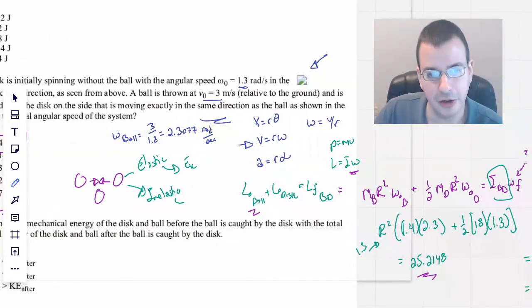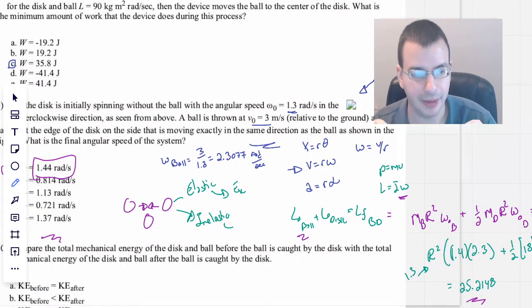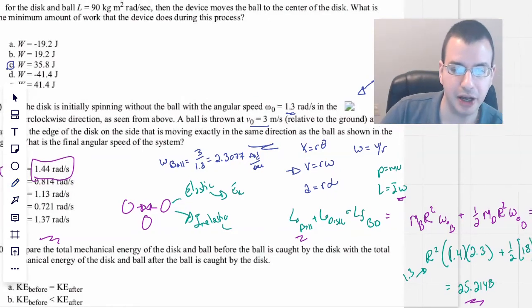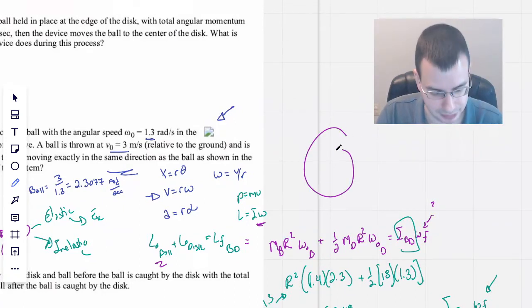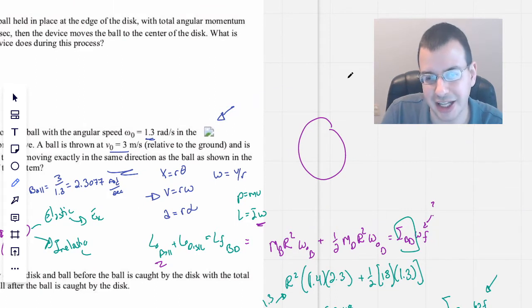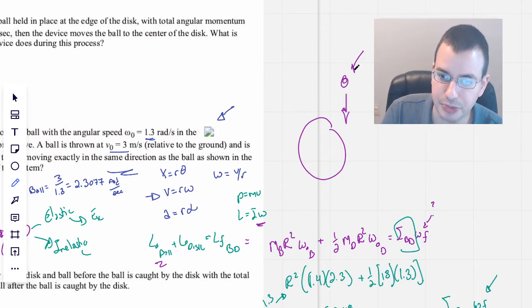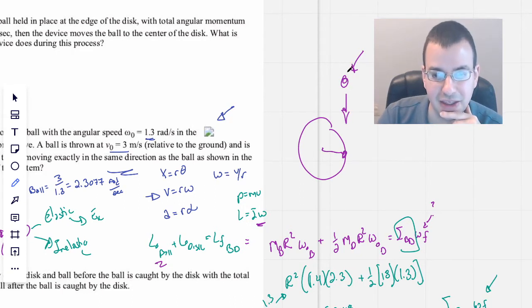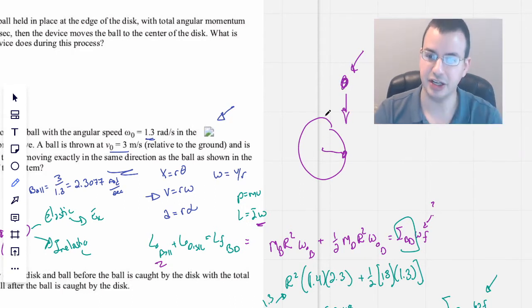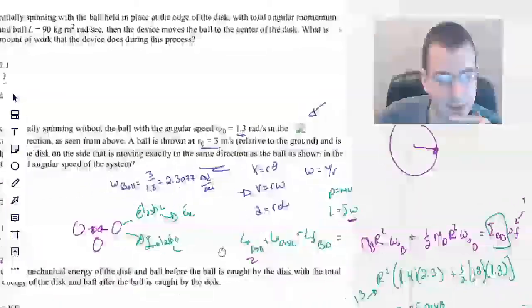So what happens here is, if you looked at it just in terms of mass, the ball had a bigger effect on the overall momentum than the disc did, because the ball had all of its mass at the outside. And the moment of inertia of the ball is bigger because all of its mass is further out from the axis of rotation. And so it plays a bigger role than its mass would suggest.